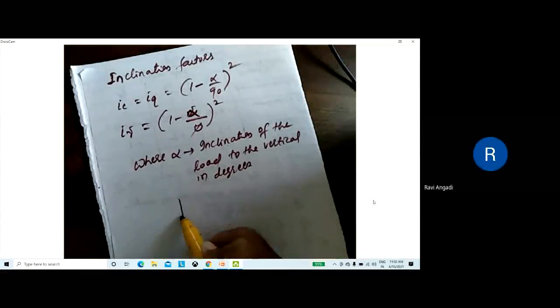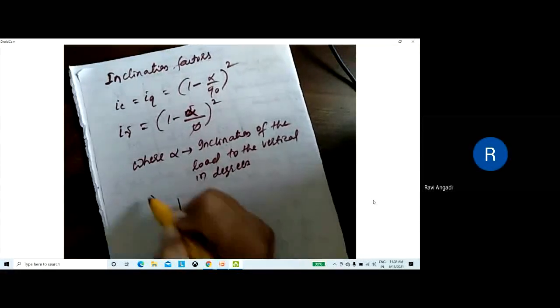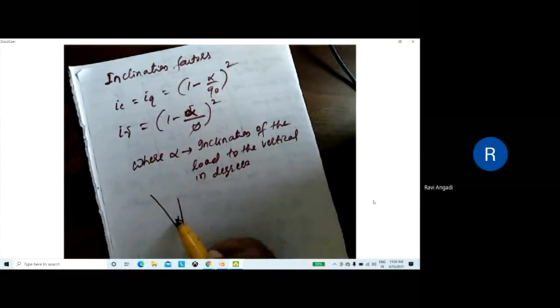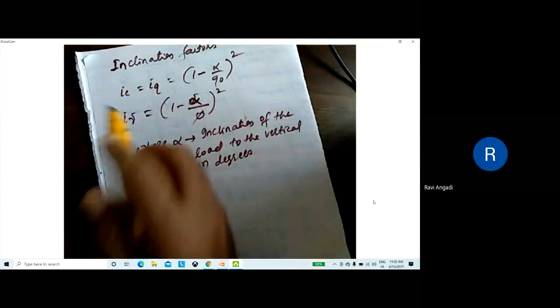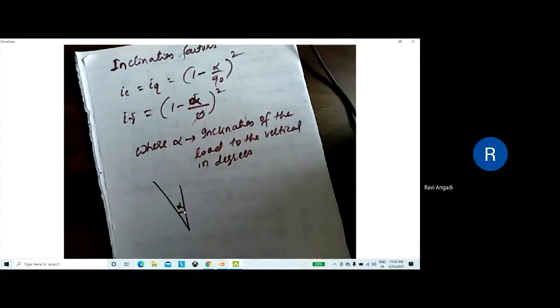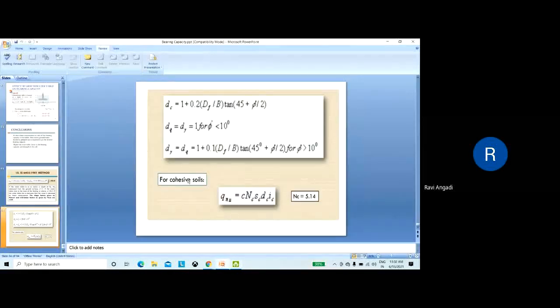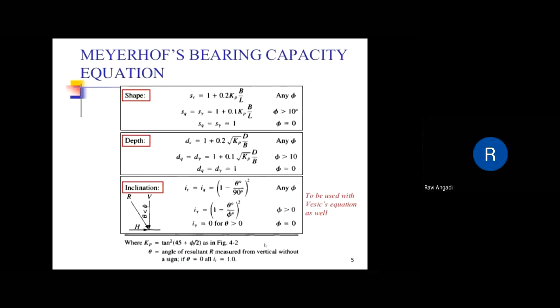Okay, this is vertical. Suppose this is making an angle of alpha like this. This angle will be given in a problem. If it is inclined, then that time alpha is to be substituted here to get the answer for these factors. Is it clear? Can you see this picture? See here: inclination, shape factor, depth factor, inclination factor. This is a horizontal component, this is vertical, and this is theta.